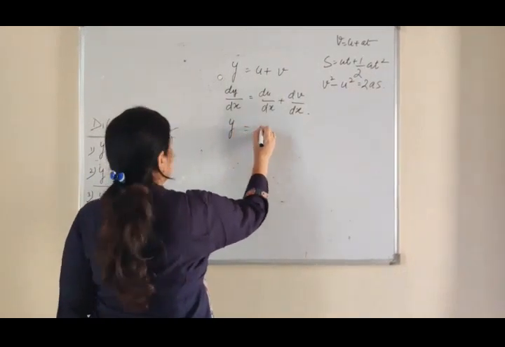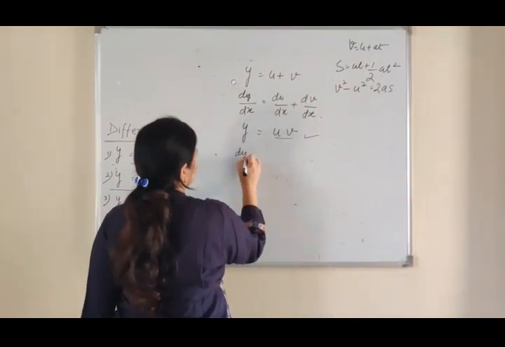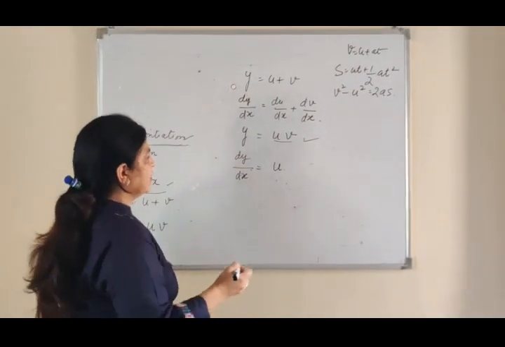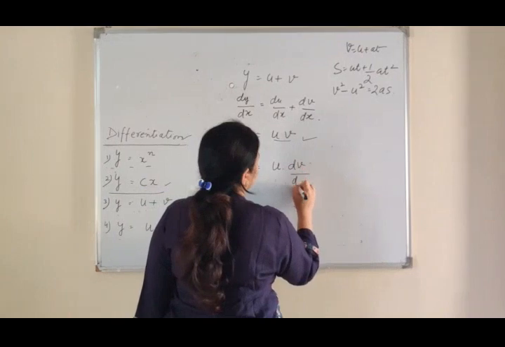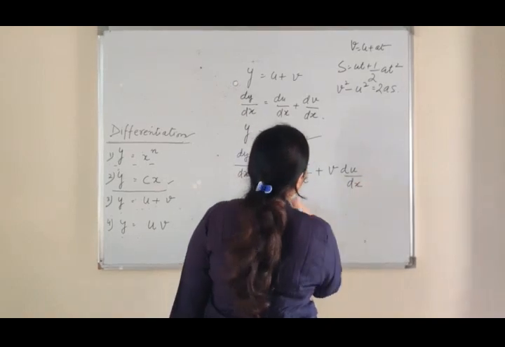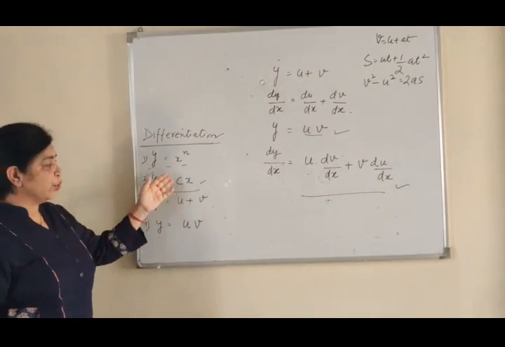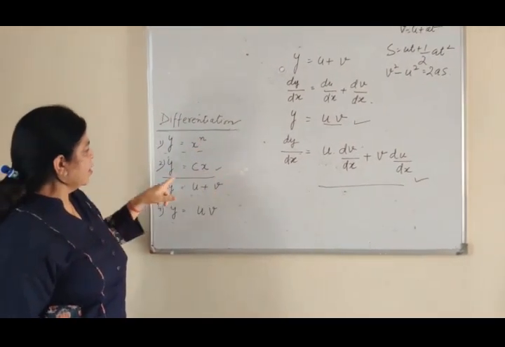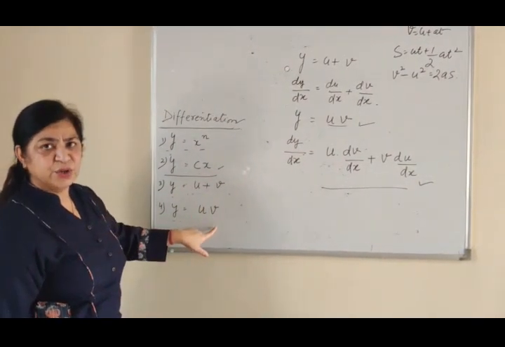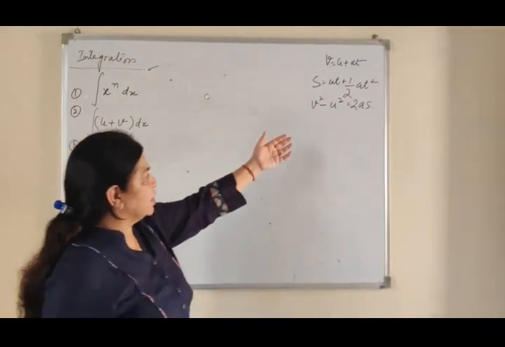And the fourth formula, if y is equal to uv, then this is known as the product rule of differentiation. We will write dy by dx is equal to first function as it is into differentiation of second plus second function as it is into differentiation of first. So in this way we can differentiate all the formulas I have told you, that if y is equal to x power n, if y is equal to cx, if y is equal to u plus v, if y is equal to uv. Now here are some formulas for integration that will be used while deriving these three equations.